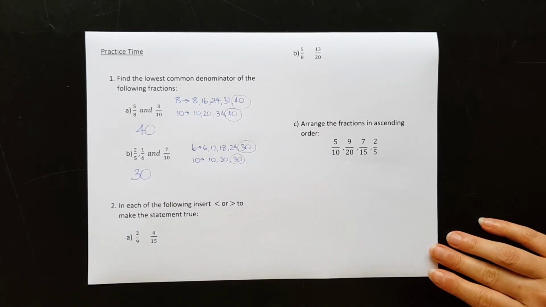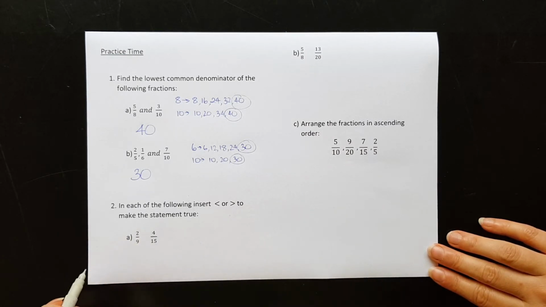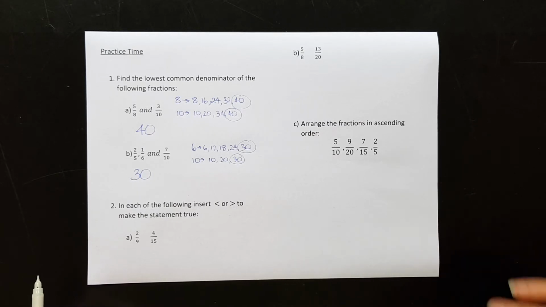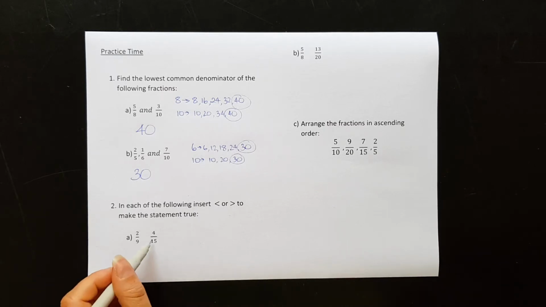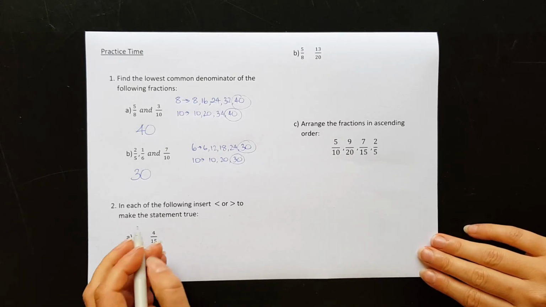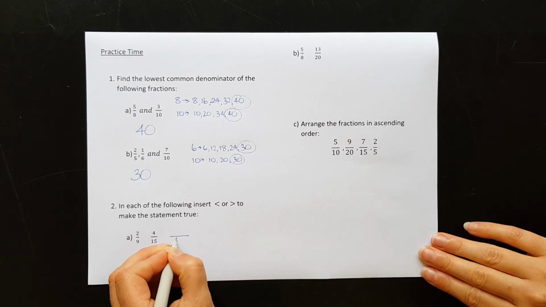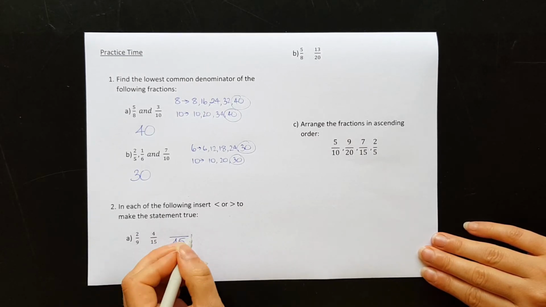Okay, for question 2, we want to put in our less than or greater than sign to make the statement true. So we have 2/9 and 4/15. So what can we times each of those by? We need to find a common denominator. Looking at 15, it's the bigger number. 15 is not going to work for this. 30 is not going to work. 45, 45 does work for this. We could change the denominator to be 45. I was just looking for the multiples of 15 there.